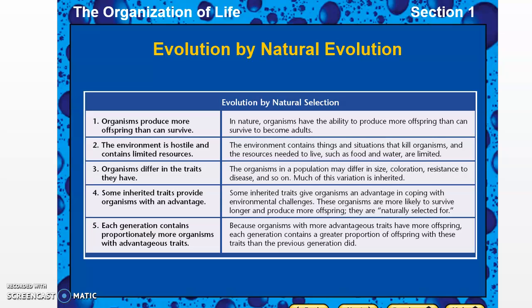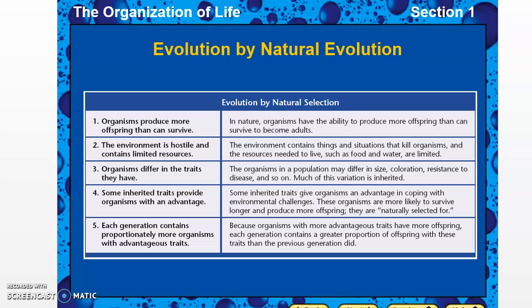Number 3, organisms differ in the traits they have. Okay, there are many differences in different organisms, different animals, different plants, and those differences are all due to their inherited DNA. Number 4, some inherited traits provide organisms with an advantage. These traits, like for example, the longer neck of a giraffe, that's an advantageous trait to that animal. That animal's more likely to survive because it's going to reach the leaves that are higher up in the tree, and it's going to pass its DNA on, and that trait is going to continue into the lineage of those animals.